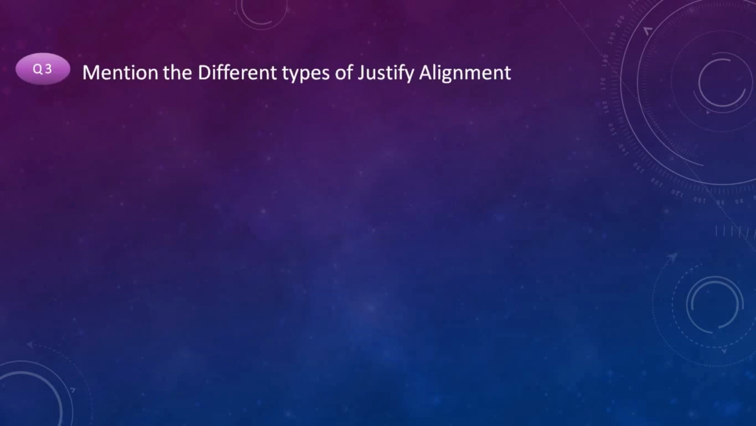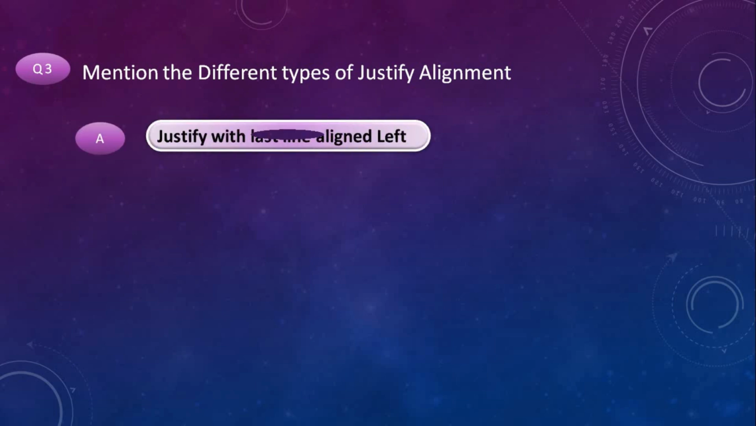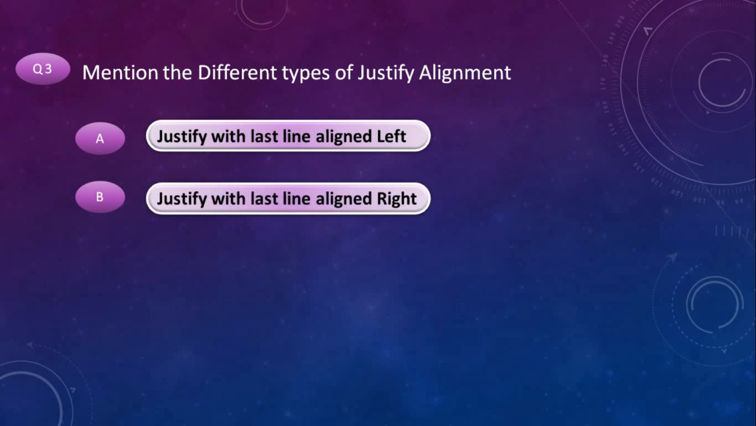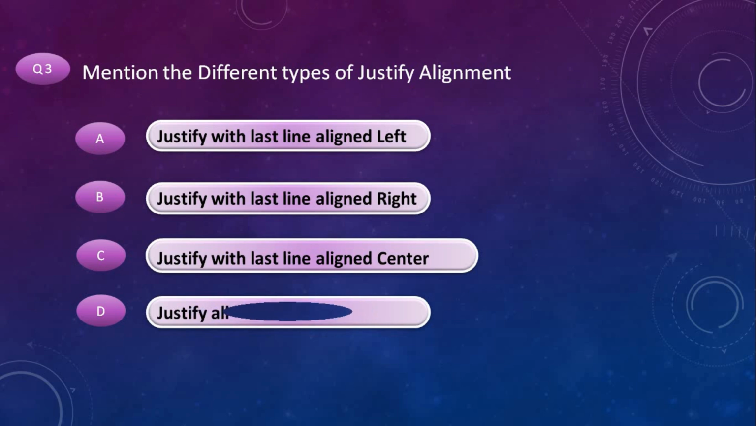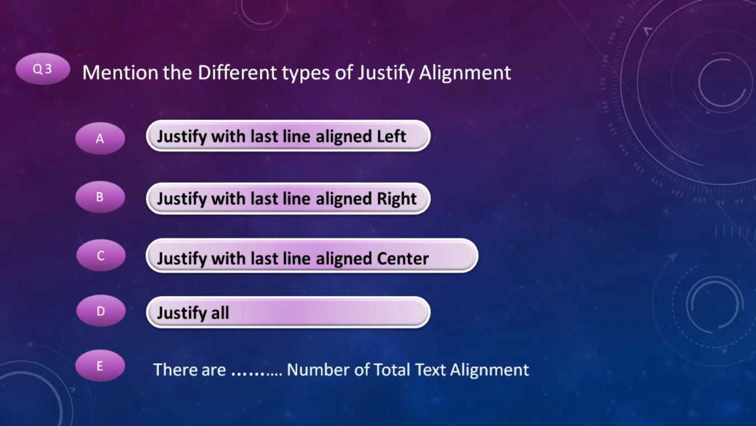The next question, mention the different types of justify alignment. We have justify with last line aligned left, justify with last line aligned right, justify with last line aligned center, and justify all. So how many text alignments are there? Totally we have 9 text alignments in InDesign.